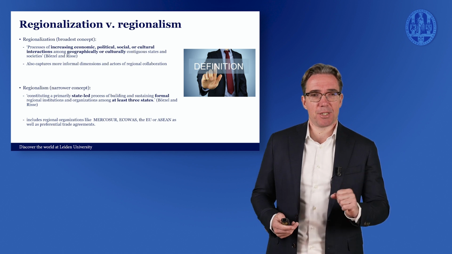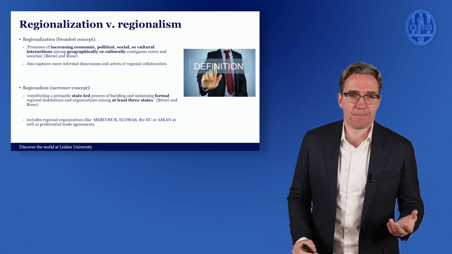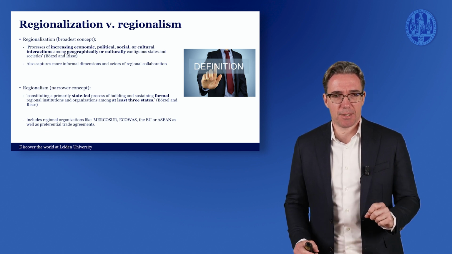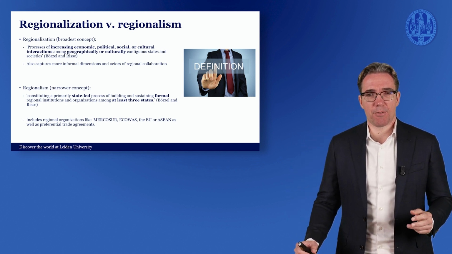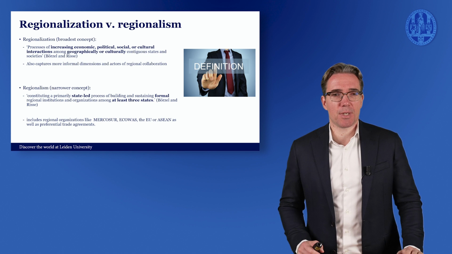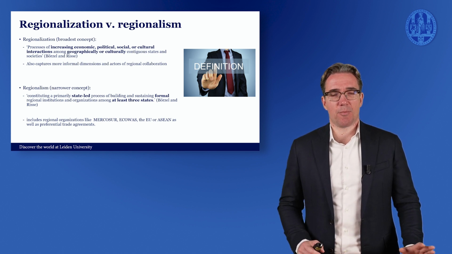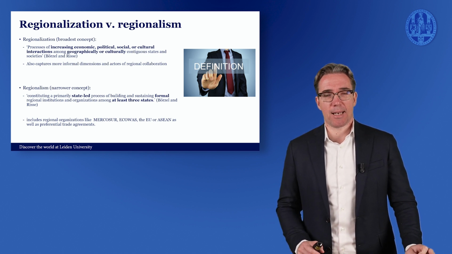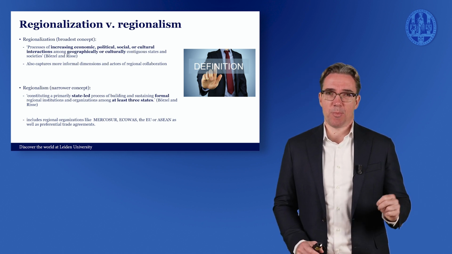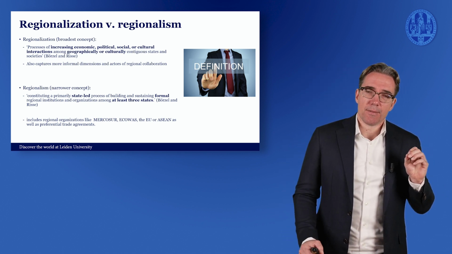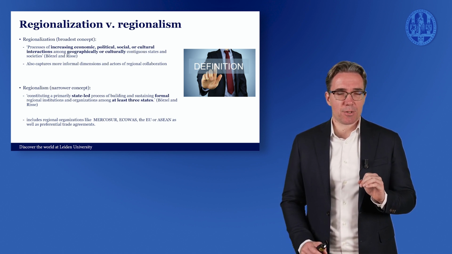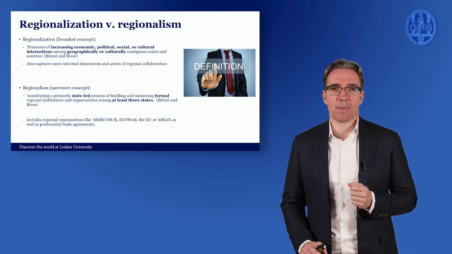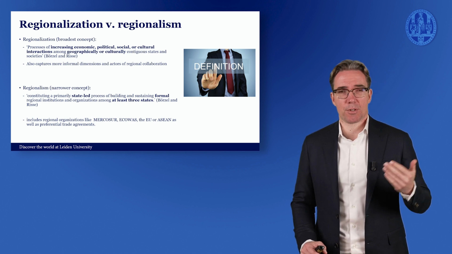Now, regionalisation can be contrasted with regionalism. And regionalism, which is narrower, focuses on collaboration between states. So regionalism, if we again follow Börzel and Risse's definition, constitutes a primarily state-led process of building and sustaining formal regional institutions and organizations among at least three states. Because if it's only two, it's bilateral, right? So this is of course more of a logical focus for this MOOC, because usually these formal types of integration relate more to law, to norms, to institutions.